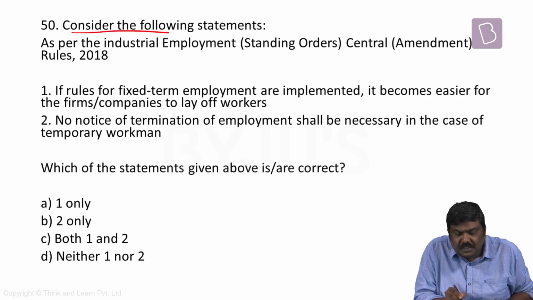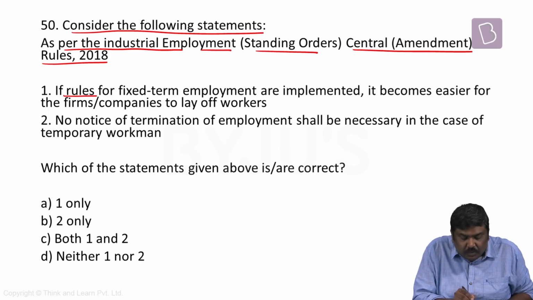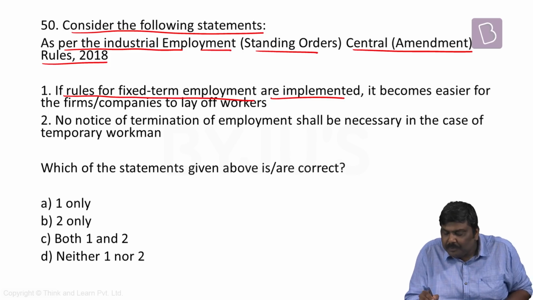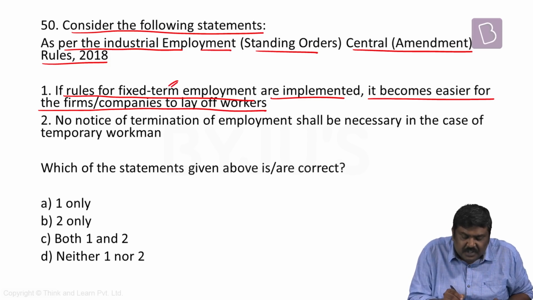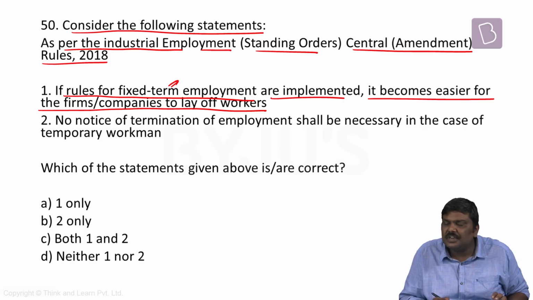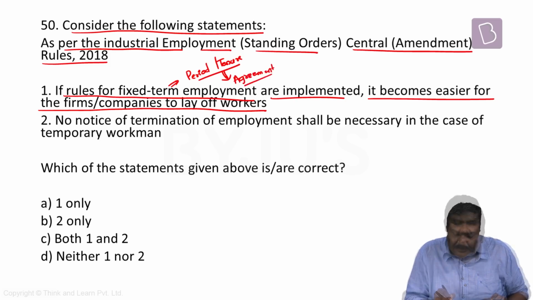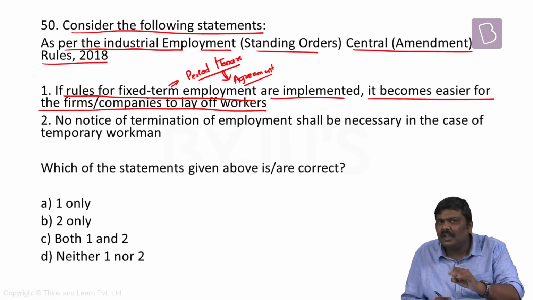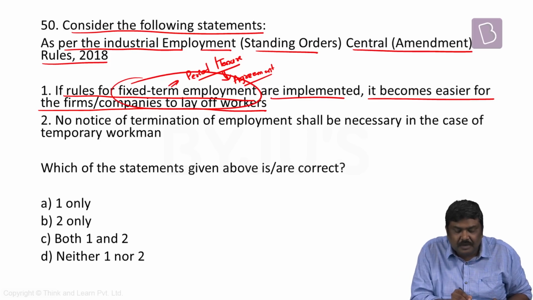Question number 50. Consider the following statements. As per the Industrial Employment Standing Orders Central Amendment Rules 2018, if rules for fixed term employment are implemented, it becomes easier for the firms or companies to lay off the workers. What is the concept of fixed term employment? In this particular case of fixed term employment, the period or tenure for which the employee will be hired will be in the agreement. The tenure, the payment, the kind of work, everything is put in the agreement. Such an agreement is basically referred to as fixed term employment.